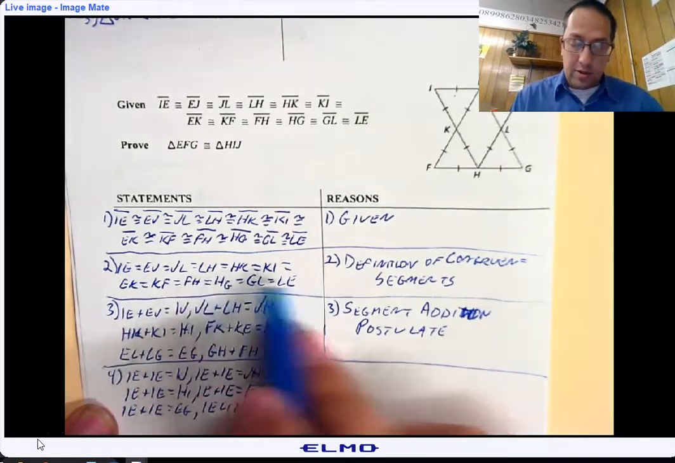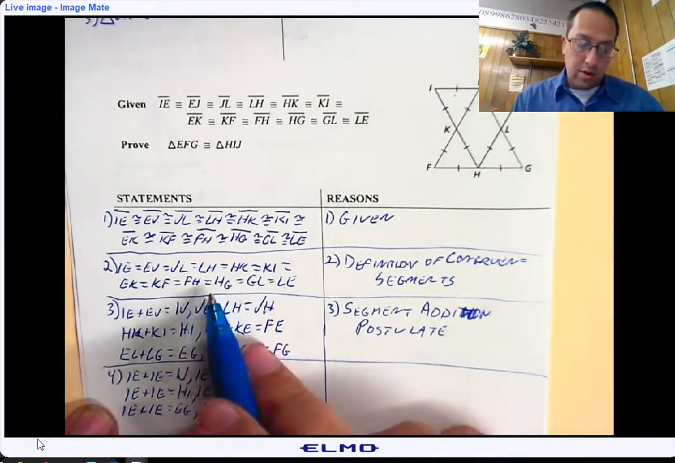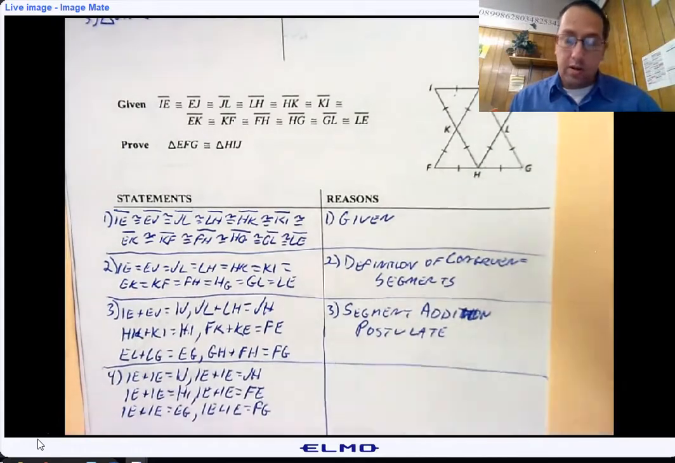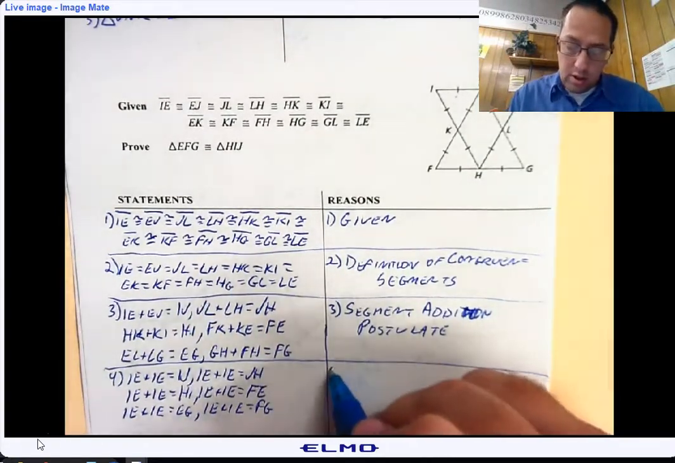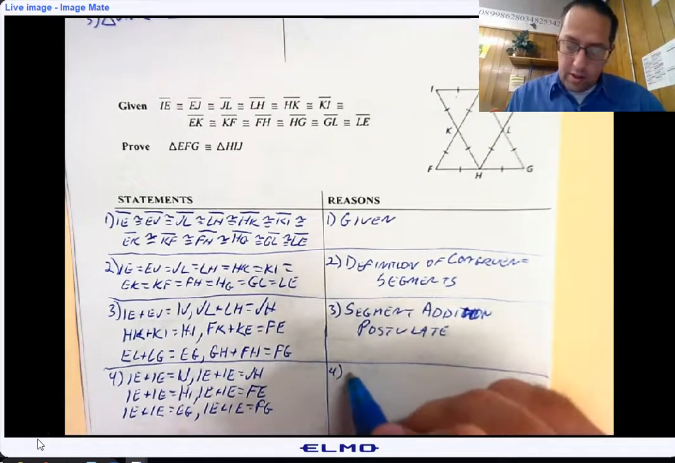And it doesn't matter. I could have substituted everything in for something else. I could have called it HG plus HG. It would have been fine. Nobody cares, because they all equal each other, so they're all the same thing. All right, and this is the substitution property.